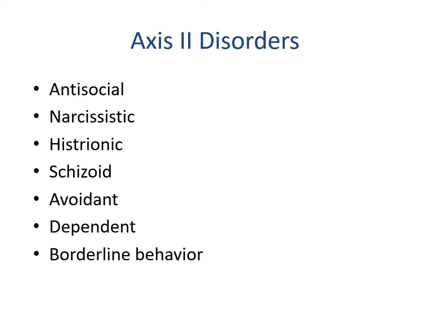Axis 2 disorders are things like antisocial, narcissistic, histrionic, schizoid, avoidant, dependent, and borderline behavior. These are personality disorders, and if one of these develops, you is who you is, and that's just the way it is, right? There's no changing that. Once this has happened, there are coping strategies, right? There is treatment, but quote unquote, there's no cure. You are who you are.